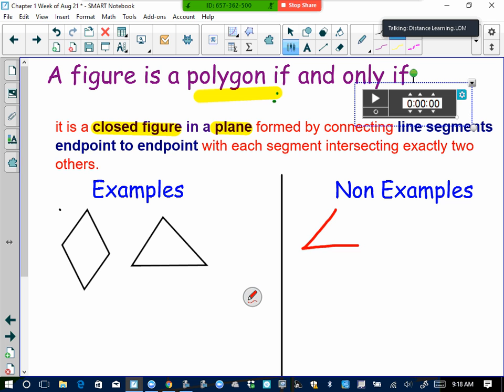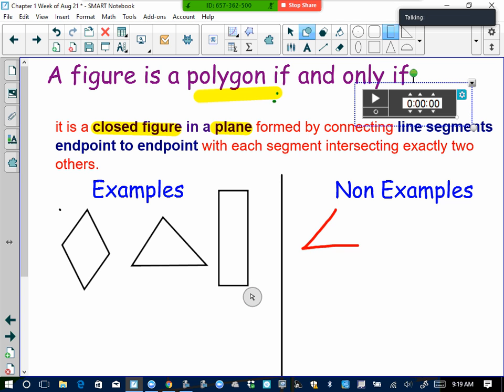What else? What do you got, Lindsay? Hold it up to that camera. I'm going to see if this is going to work. So that would be an example. Yes, a rectangle. So a rectangle would be an example. Okay. What about a non-example? Hold it up to the camera, Aspen.